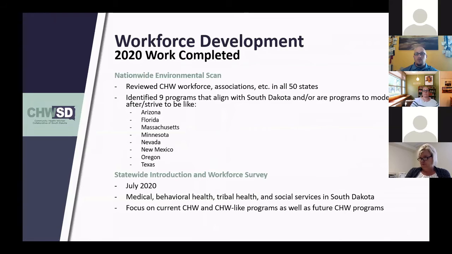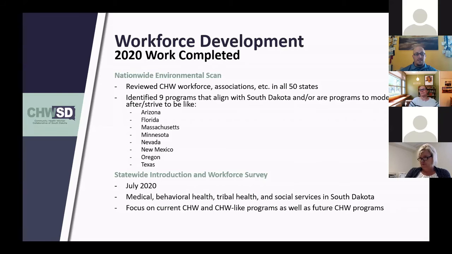And so we initially reviewed the CHW workforce, community health worker associations and organizations, et cetera, in all 50 states. And after conducting that national environmental scan, we identified 9 programs or 9 states that most closely align with South Dakota and or are programs that we want to model after or strive to be like. And so those 9 programs: Florida, Massachusetts, Minnesota, Nevada, New Mexico, Oregon, and Texas, as well as also looking further into the IHS or Indian Health Services, CHR or Community Health Representative curriculum.